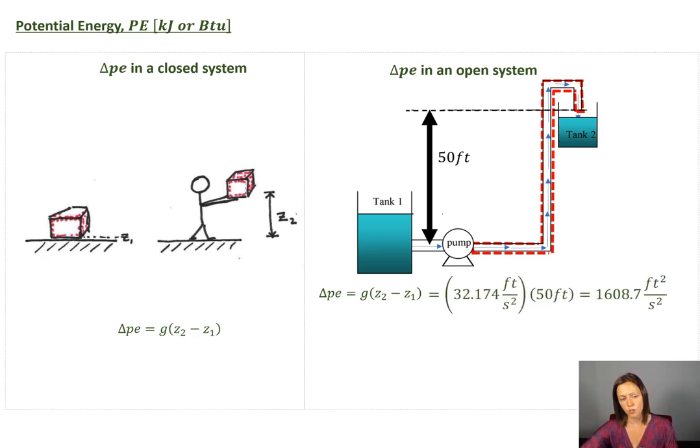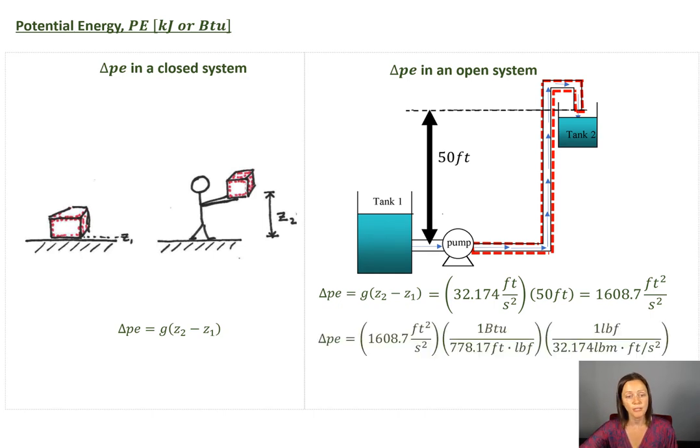Okay, so I get things in terms of feet squared per second squared, but I keep mentioning that little potential energy is always in BTU per pound mass or kilojoules per kilogram. So I do need to do some unit conversion. I just look at my conversion tables and get the units to cancel out until I get things in terms of BTU per pound mass. All right, so this is another example where unit conversions are really important.